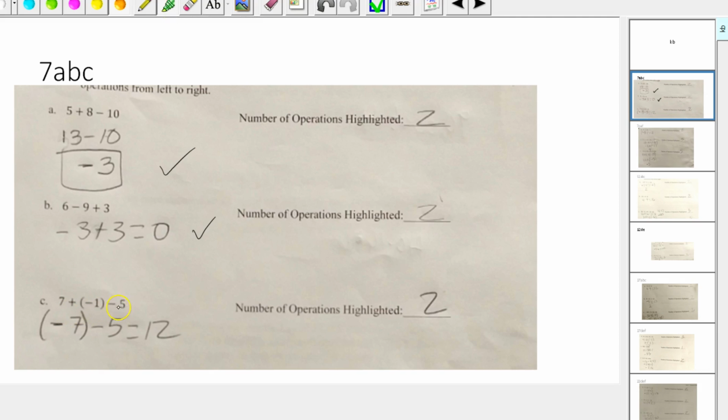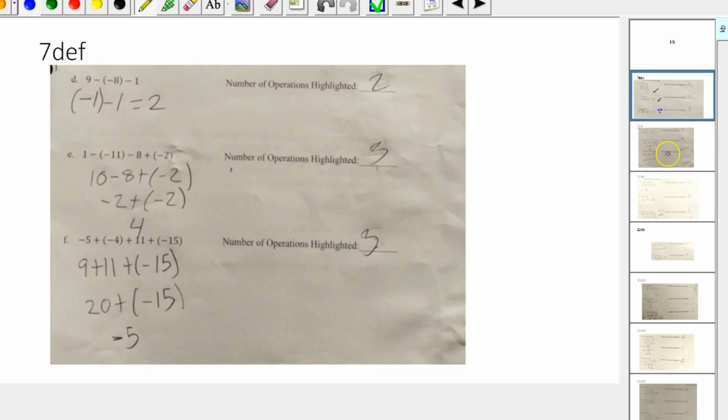7 plus negative 1 minus 5. So I see here, the first thing you should do is 7 plus negative 1, and it looks like you multiplied 7 and negative 1. So be careful that you're noticing which operations you need to perform. So here we'd have 7 plus negative 1 is 6, and we'd write 6 minus 5, which is 1. Let's look at the next one.